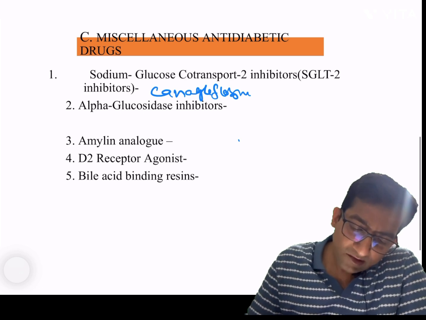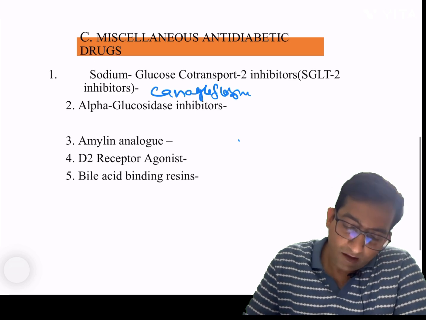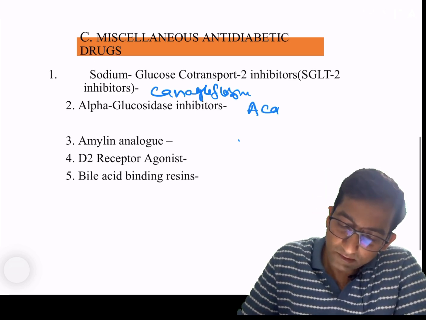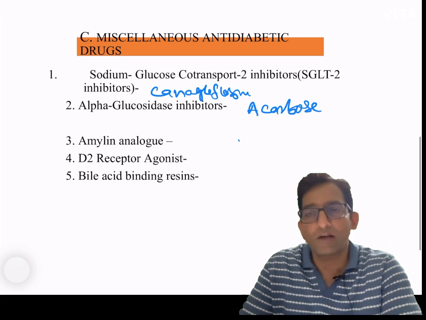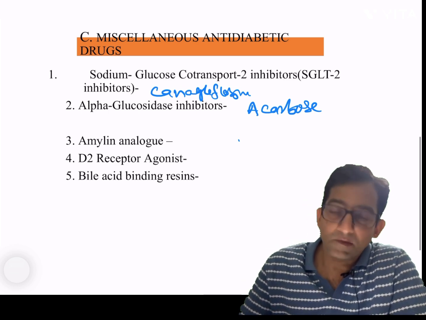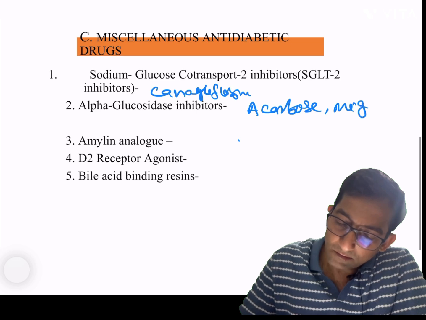Now, the next category of drugs in the miscellaneous categories are alpha glucosidase inhibitors like acarbose. These are drugs which are responsible for the metabolism of carbohydrates, so they inhibit the metabolism of carbohydrates. Acarbose and miglitol are the drugs we use.